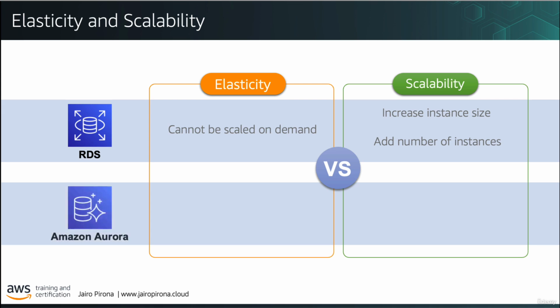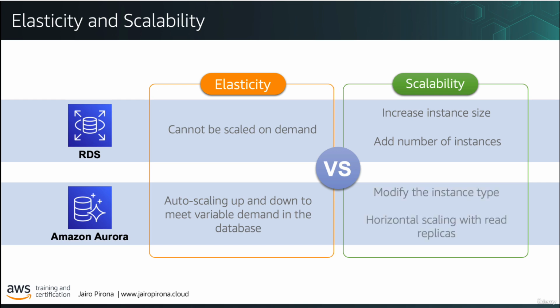For elasticity with Amazon Aurora, it can automatically scale up and down to meet varying demand on the database. However, from a scalability perspective, you will need to modify the instance type as well as scale horizontally with additional read replicas. So, I hope it has become clear how important elasticity and scalability are to building resiliency into our architecture.